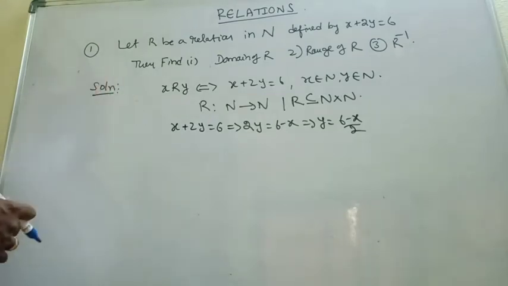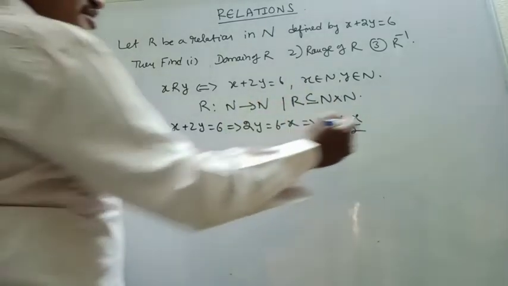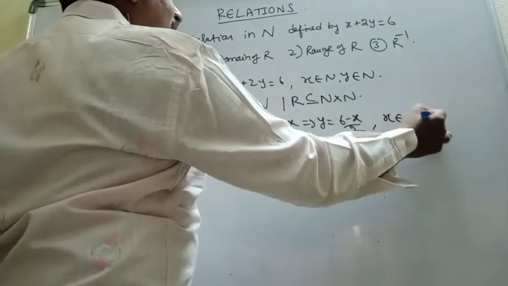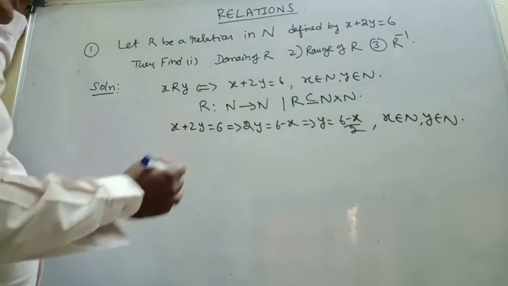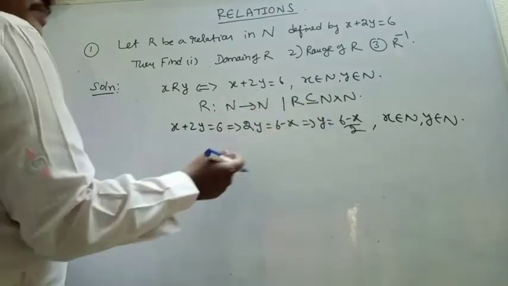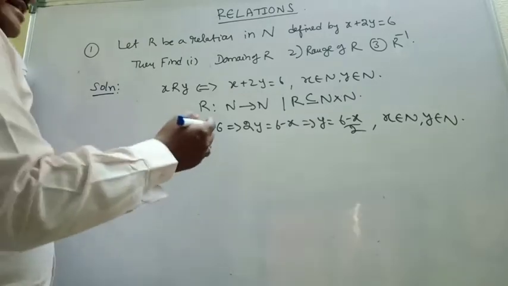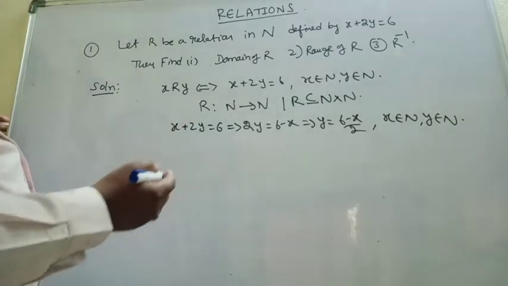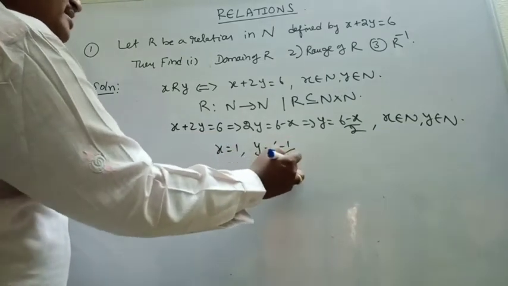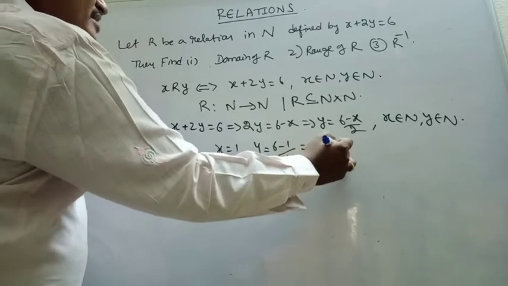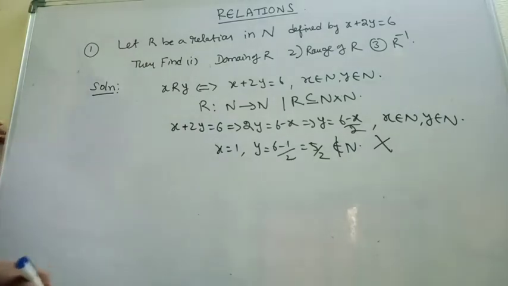Now let us collect all the numbers such that x is a natural number and y is a natural number, where both x belongs to N and y belongs to N. Now if I take, for example, x is equal to 1, then y is equal to (6 minus 1) by 2, that is 5 by 2. 5 by 2 does not belong to natural numbers, therefore this ordered pair we will not take.